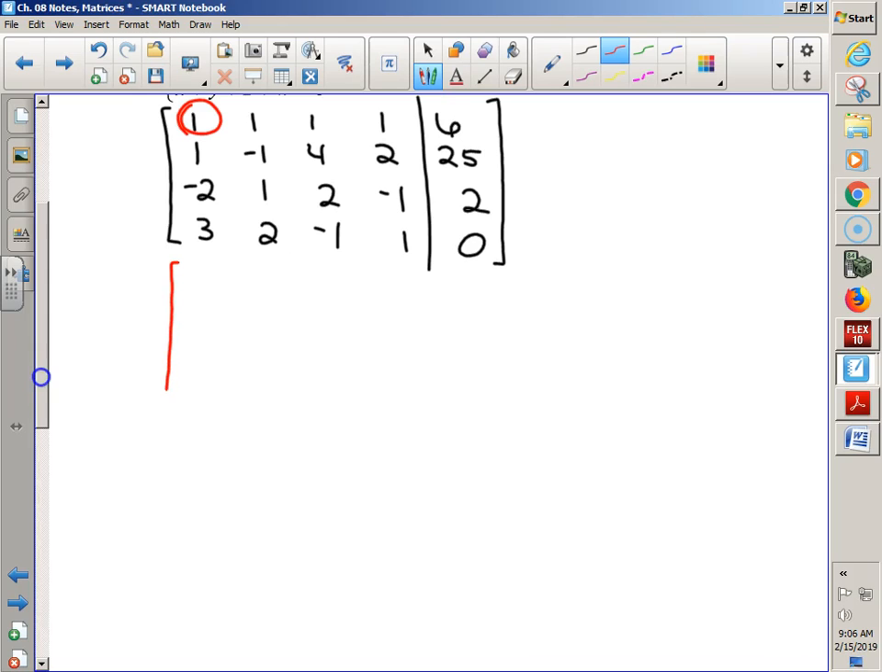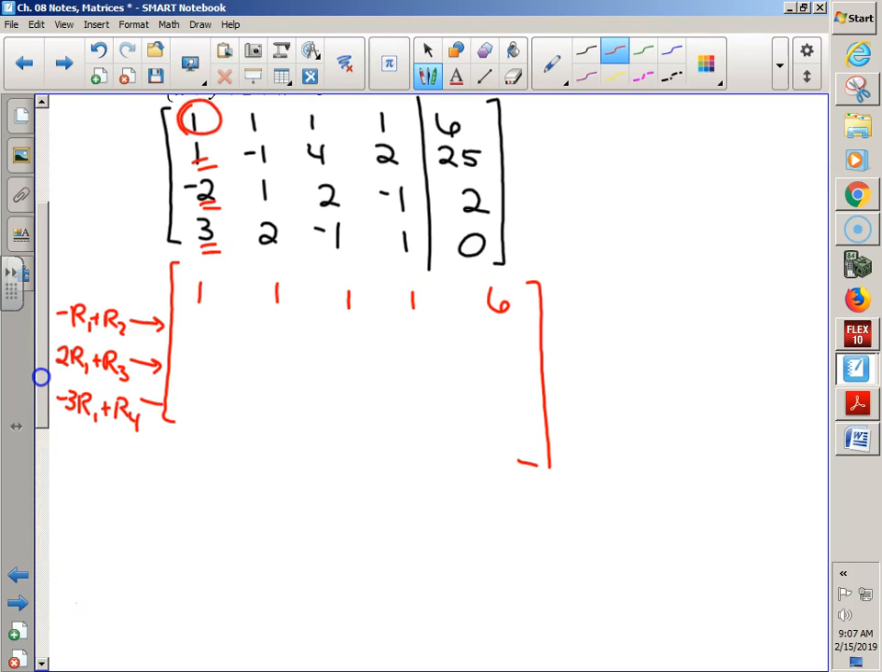What's nice, as soon as we have the established 1, we can get our zeros where we need them just by multiplying row 1, which we're keeping because we like that 1. We don't mind that 1. We can use row 1 and say, I need the opposite, so negative 1 times row 1 plus row 2. Or 2 times row 1 plus row 3 into row 3. Or negative 3 row 1 plus row 4 into row 4.